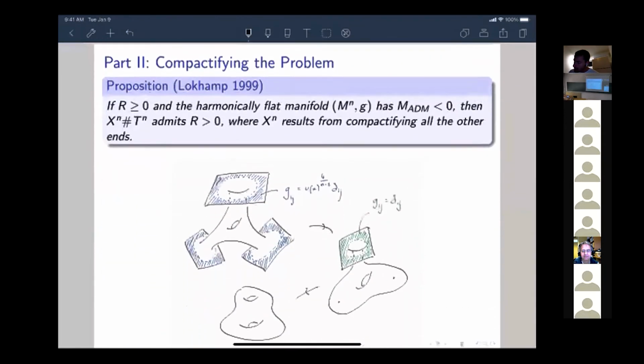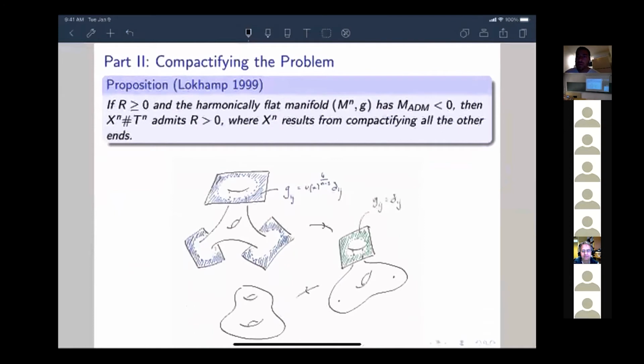So this is now the part of the talk where I'm overviewing the kind of modern version of the positive mass theorem, the kind of slick proof of the positive mass theorem. So Lohkamp found a way to compactify the problem using a very clever, but actually rather simple, way of compactifying the problem. So what he shows is that if the scalar curvature is non-negative and the harmonically flat manifold has negative mass, right? So that's what this is saying. Then what you can do, so this is what you start with, right? This is your starting point.